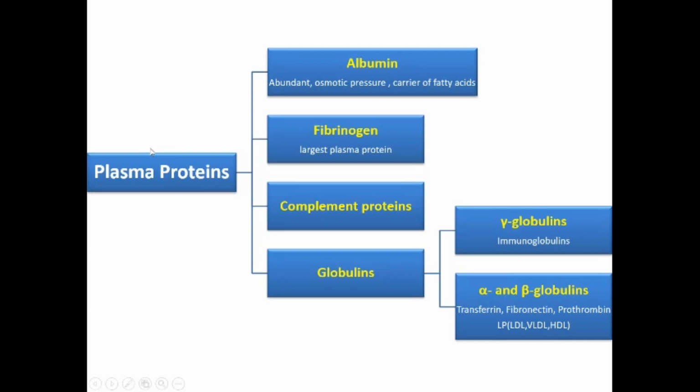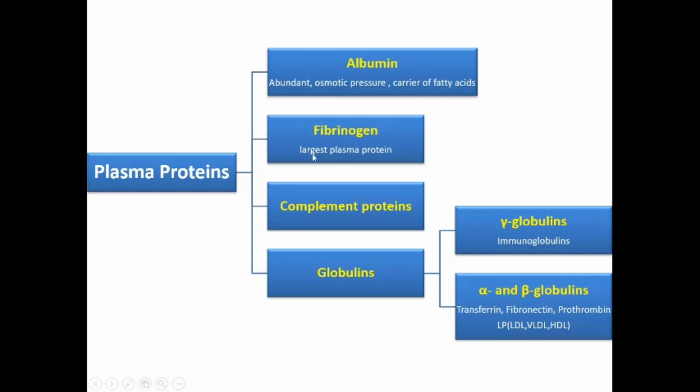Let's start with the plasma proteins. We have 4 types of protein in the plasma. The first one is albumin. Albumin is the most abundant protein in the plasma. It maintains the osmotic pressure in the vasculature, and it also helps us carry hydrophobic materials like fatty acids and unconjugated bilirubin, which are transported in the blood by albumin.